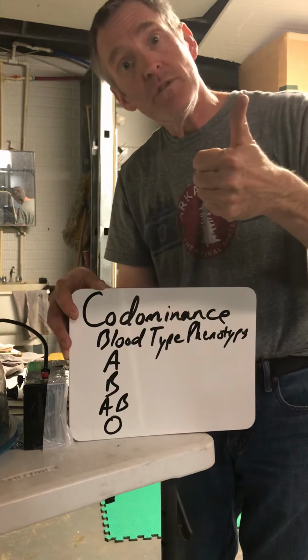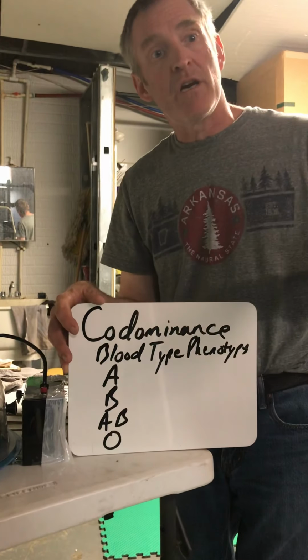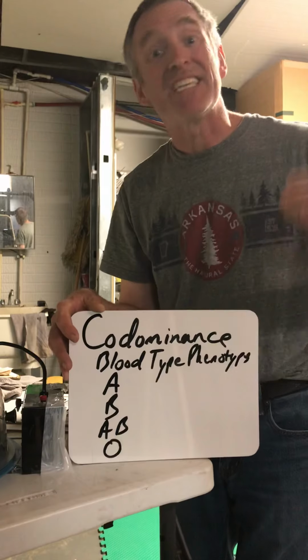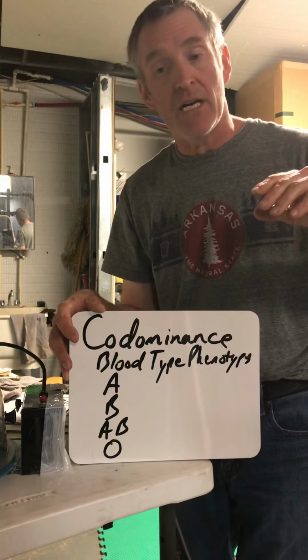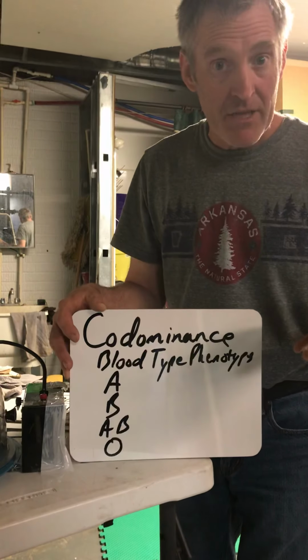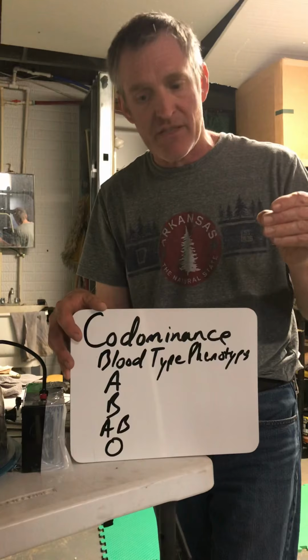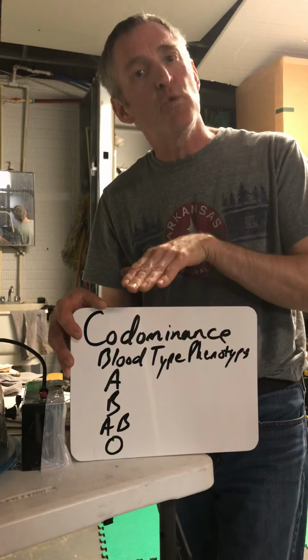The first video dealt with complete dominance, where a dominant allele, when it's present, expresses itself. That's it. In the second one, we dealt with incomplete dominance, and that's where you end up with a blending of the traits, a blending of the dominant and the recessive trait. This last one is codominance.